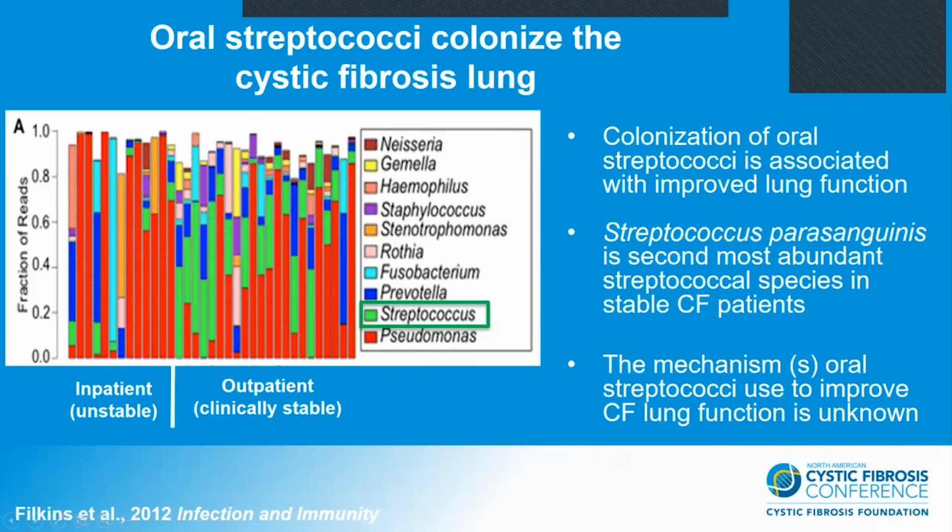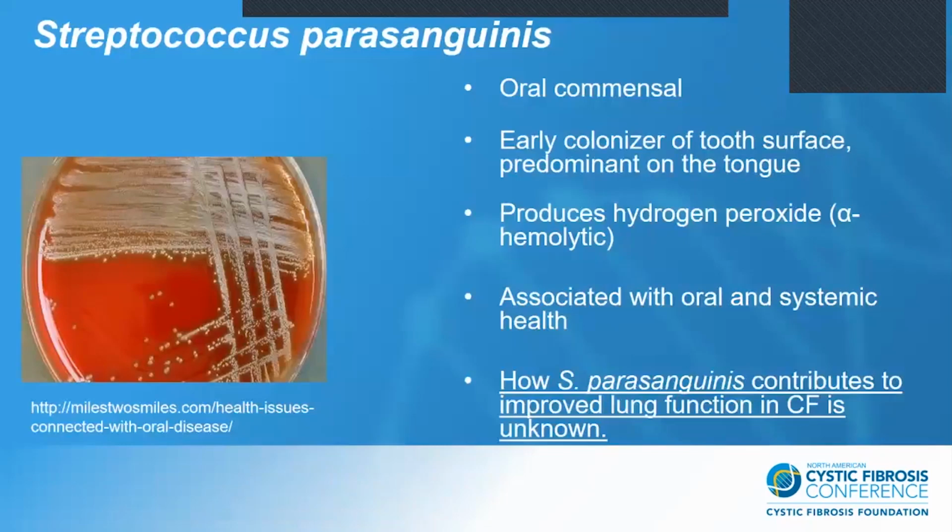What was interesting is that this study showed that the colonization of oral streptococci in the lung was actually associated with improved lung function. As it states here, these patients were clinically stable. And Streptococcus parasanguinis was the second most abundant streptococcal species found in these stable patients. However, the mechanism by which streptococci improve CF lung function is currently unknown.